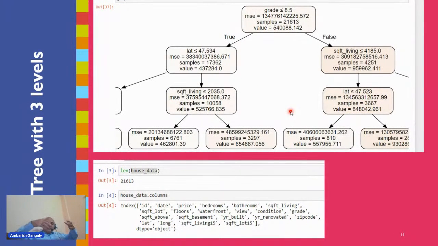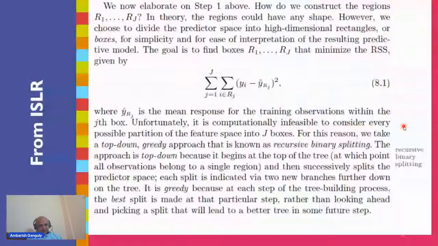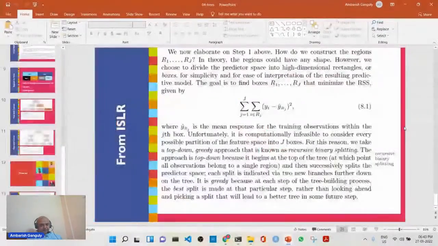Similarly, we are going deeper, right? We are getting three levels. The concept still is the same. Once you get a hang of this concept, this also is doing the same thing. So less than 8.5, less than 47.534, less than 2035, and then you also have this value. So this is how it is growing. That is all about the theory of trees, and then we will go into the implementation of the trees. But before that, I will take a pause and see if there are any questions.